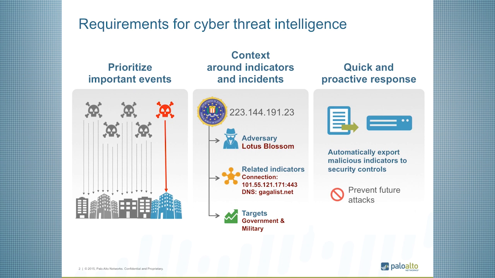In this case, what you see on the slide, this is from our Unit 42 threat intelligence team here at Palo Alto Networks, where they discovered Lotus Blossom, which is a state-sponsored adversary group going after government and military organizations, and they were able to determine all of this data directly from AutoFocus and build a complete picture of the campaign and the adversary.